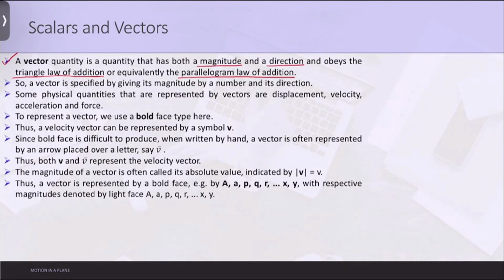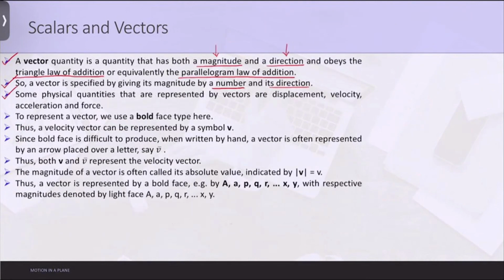It is nothing but a quantity that has both magnitude. Magnitude was basically involved in scalar also. What is the new addition here? A direction has been added. So it obeys the triangle law of addition or equivalently the parallelogram law of addition. That is how the definition has taken place. The next line states that a vector is specified by giving its magnitude by a number and its direction.